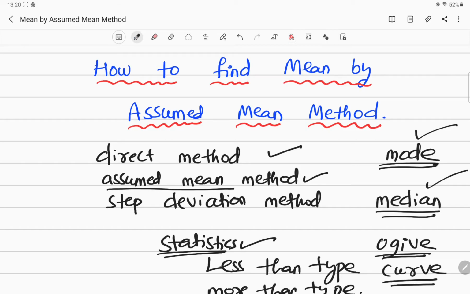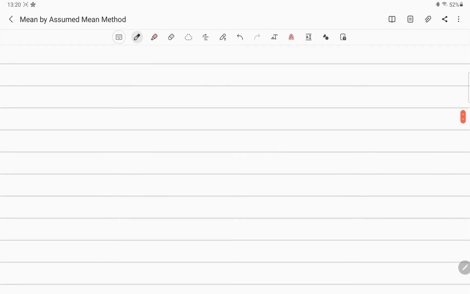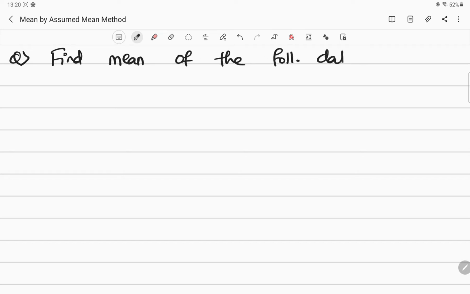All right, so let us take a question and then solve it. So write down this question. Find the mean of the following data by assumed mean method.